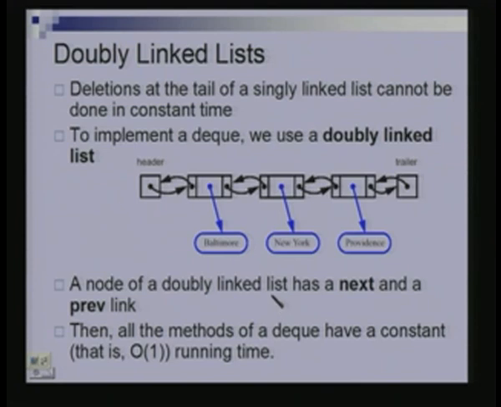Now, using such a list, we can implement all the operations of a double ended queue in constant time. Why? The problem earlier, if you recall, was how do I delete the node which is at the end? Say I have pointers to these two sentinel nodes, header and trailer. How do I get to this element? I just follow the pointer once and I get to this element. How do I delete this now?